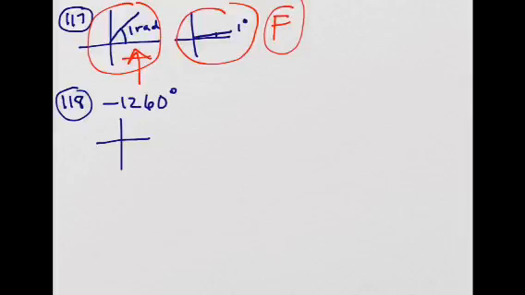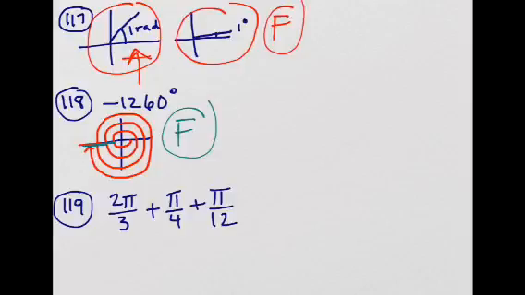Alright, so for 118, it says that negative 1260 degrees is in quadrant 3. Well, it's a negative angle, so you're going to go clockwise. So this is 180, 360, 720 right here, and then 1080 right here. And to get to 1260, you end up right here, right on the axis. So because the angle lands on the axis, it's not inside quadrant 3. Okay? To be considered in quadrant 3, it has to be inside it. So this one would also be false.